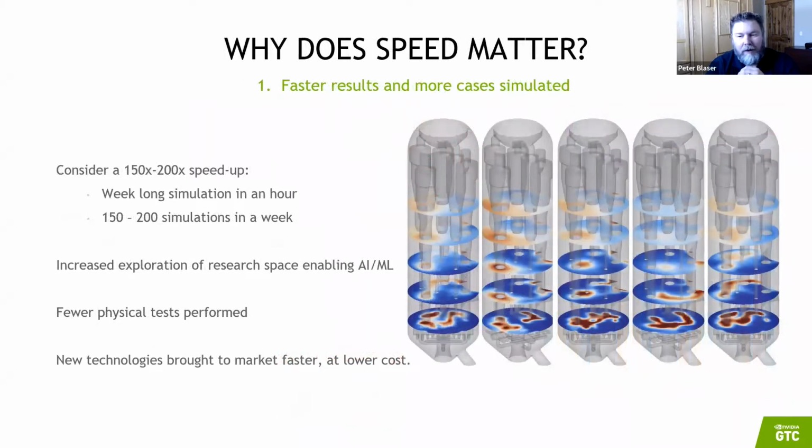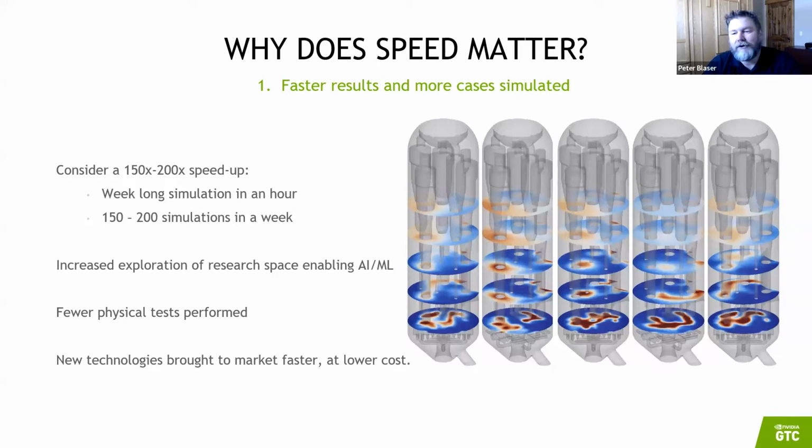So what I want to talk about for just a moment is why does speed matter? And it might seem a little counterintuitive, right? Faster is better, but how and why? And it's really surprising to me when we started looking at what people were doing with this technology. The obvious outcome is faster results and more cases simulated.